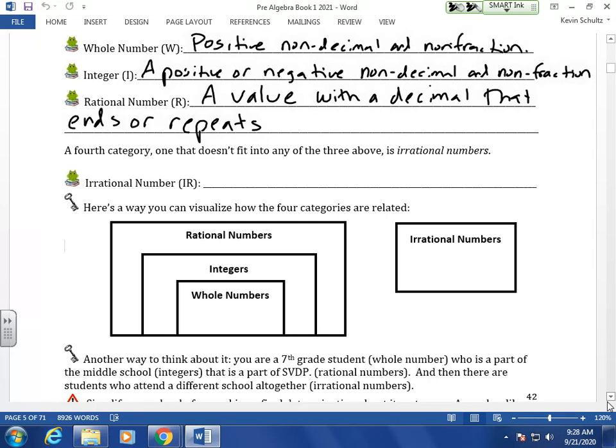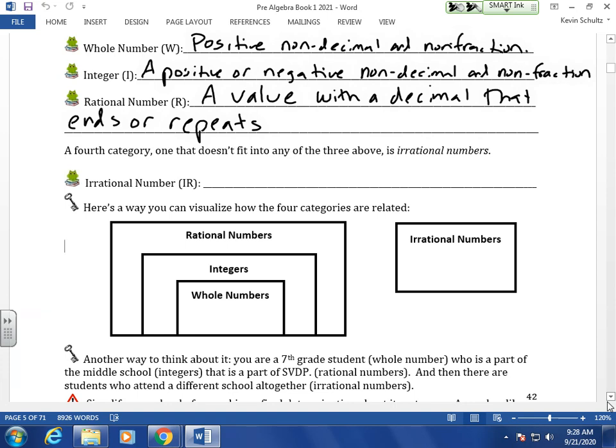So we start with a pretty large group. Rationals can be positive, can be negative, can be decimals, can be fractions, can be pretty much anything. Then we make it a little bit smaller. Integers can be positive, can be negative, but can't be a decimal or a fraction. Then we get even smaller. Whole numbers, only positives. Can't be negative, can't be a decimal, can't be a fraction.